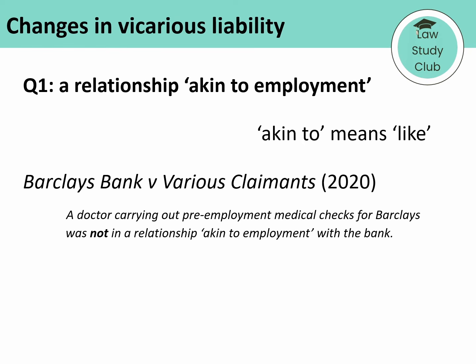So the first question we use for vicarious liability now is whether the person who committed the tort was in a relationship akin to employment with the defendant. Akin to just means like, so we're basically just deciding whether, taking account of all the facts, the relationship looks like the relationship between an employer and an employee.